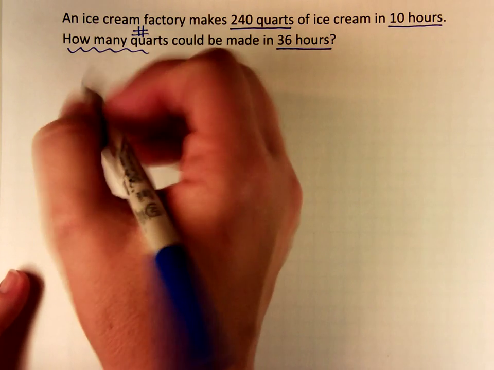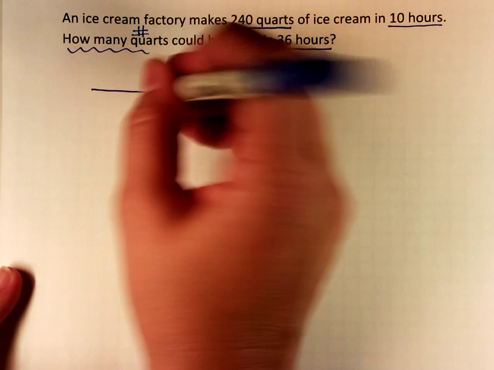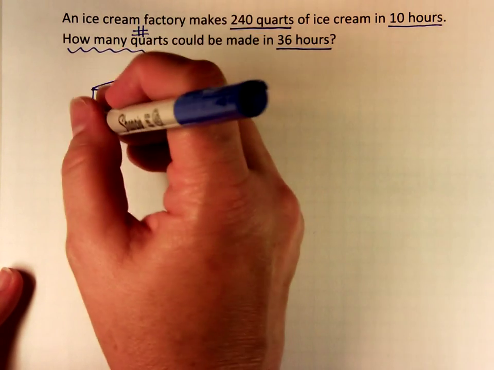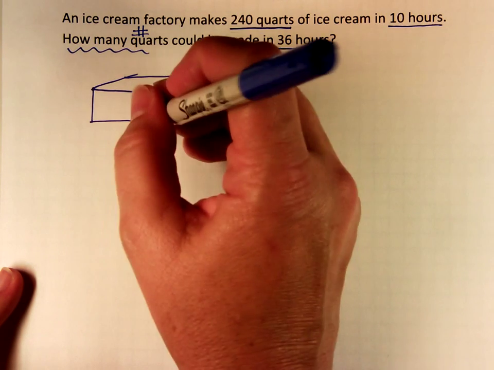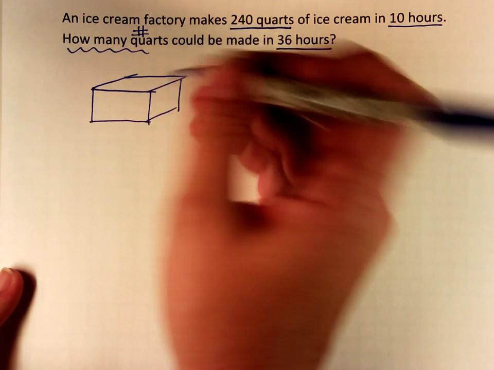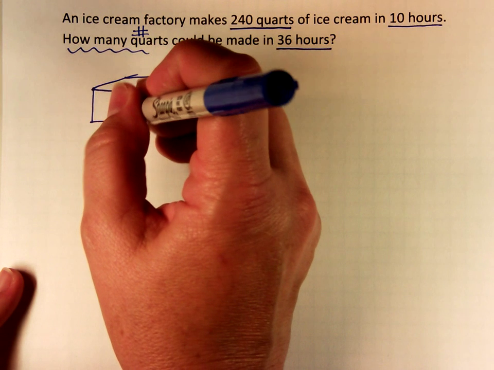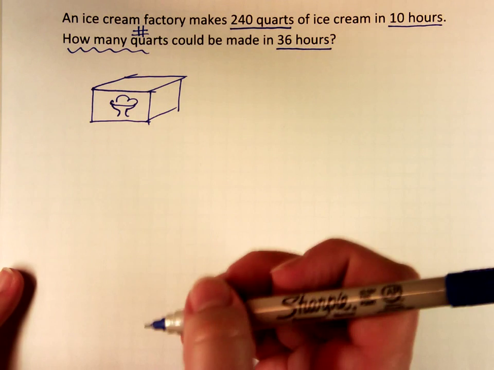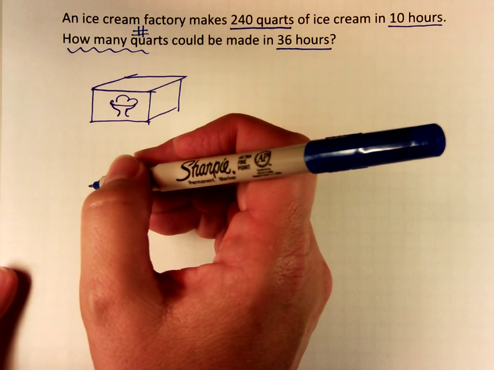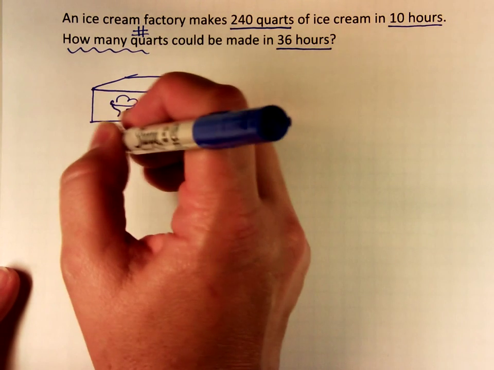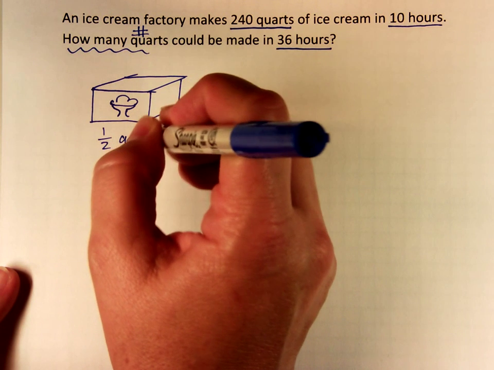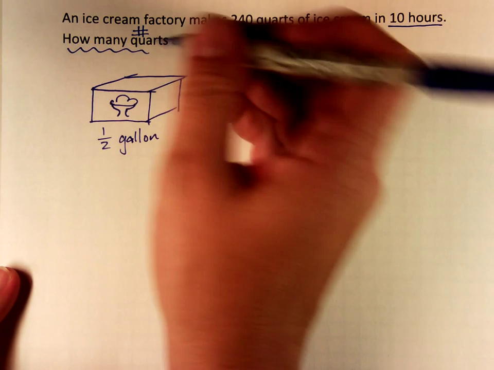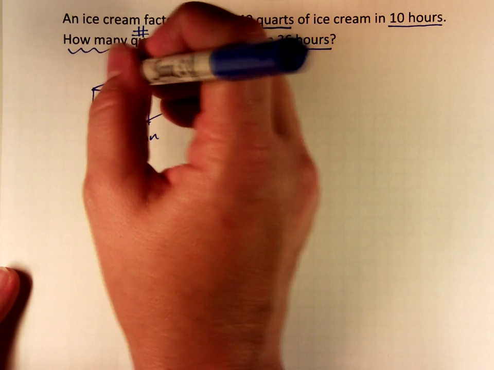Now, when I buy ice cream, of course I've got a couple of kids and a husband, I buy it in a size like this. Have you seen those rectangular shapes like that? Draw a little dish of ice cream. These rectangular shapes are actually half gallons. And there are 4 quarts per gallon, so a half gallon is going to have 2 quarts.